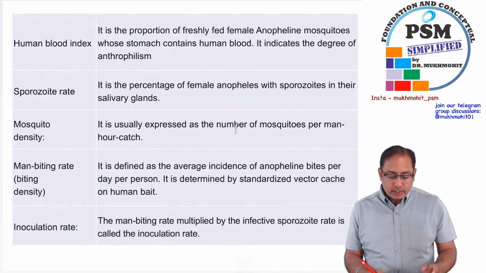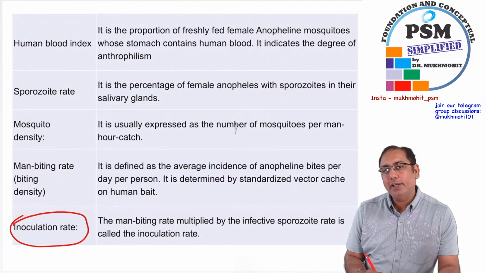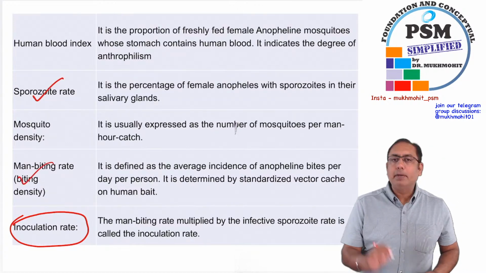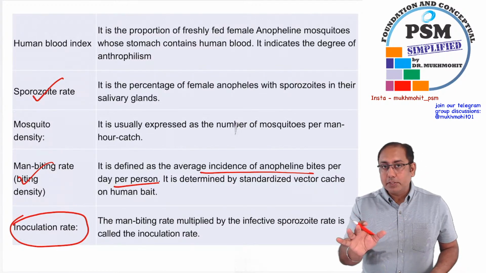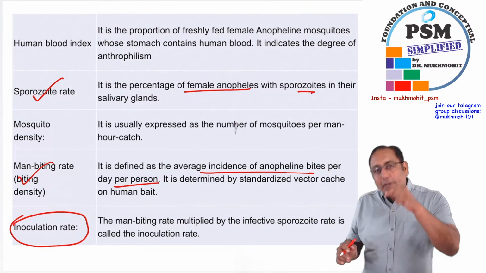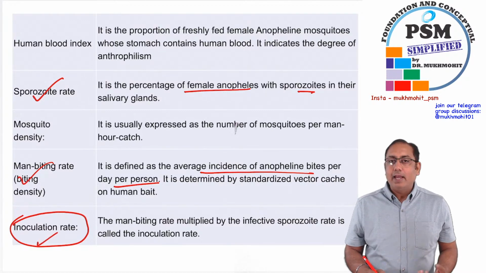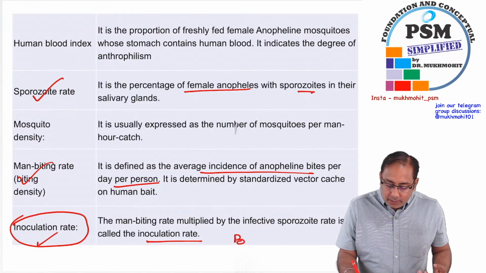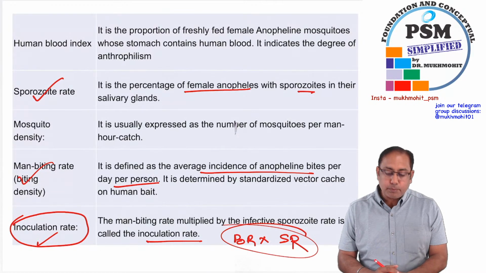the most important index is the inoculation rate. To understand it, inoculation rate is just a simple multiplication of the sporozoite rate multiplied by the man biting rate. It tells you the number of anopheles bites per day per person multiplied by the number of anopheles who have sporozoites. So the number of infected anopheles bites per day per person is called the inoculation rate, and that is the most important vector index that we have. It is the biting rate multiplied by the sporozoite rate.